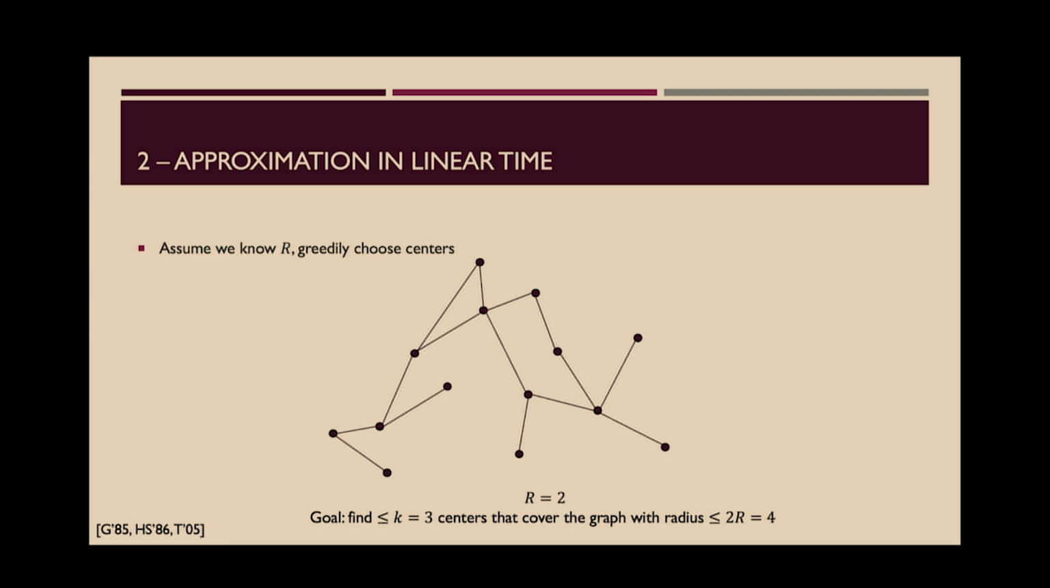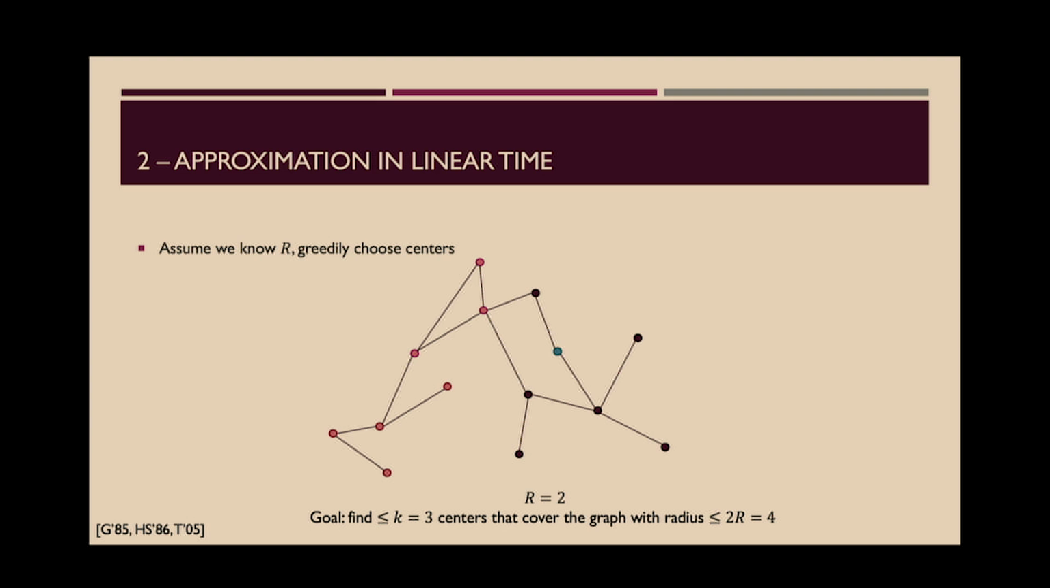I mentioned that a 2 approximation for this problem was known. Actually, a greedy algorithm gets us a 2 approximation. Say that we know what r was. We can get rid of this assumption, but just assume that we know this optimal r. We can just greedily choose centers. We start with an arbitrary vertex. This vertex will be within distance r of one of the true centers. So anything that was close to that original center will be within distance 2r of this arbitrary vertex. We assign to its cluster all the vertices within distance 2r, and now we've covered at least one of the original clusters. So we can just repeat this.